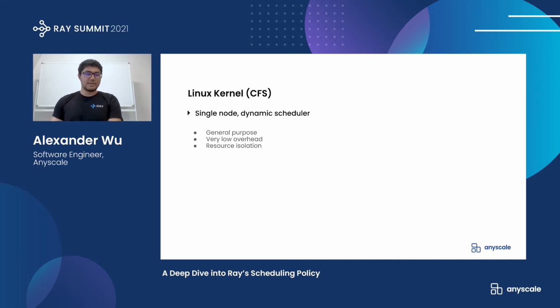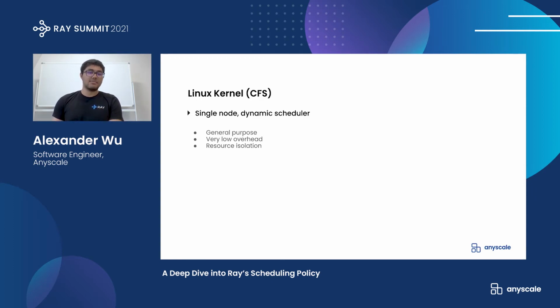So the Linux scheduler is, in many ways, what you think of when you think of a scheduler. It obviously only works on a single node, which is the main drawback, but it provides everything else that you'd expect. When you're using threads or multiprocessing in Python, the Linux scheduler is really doing the bulk of the work there. And so it's a very, very general purpose scheduler.